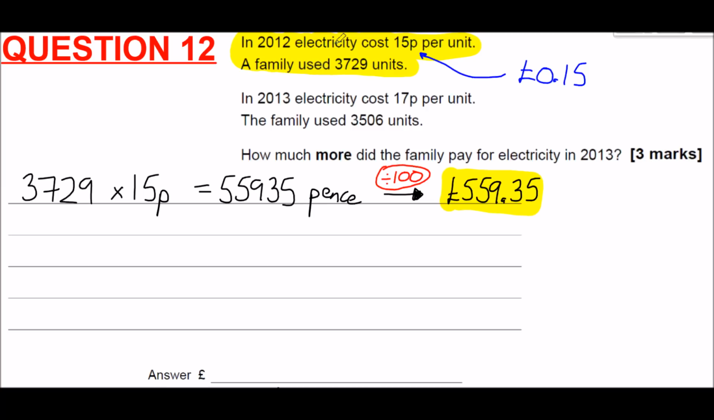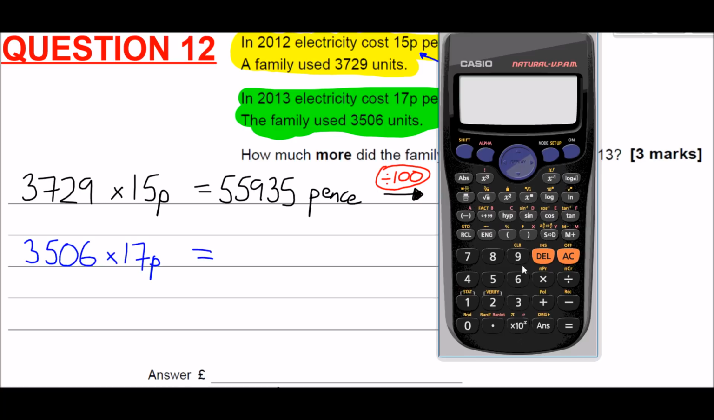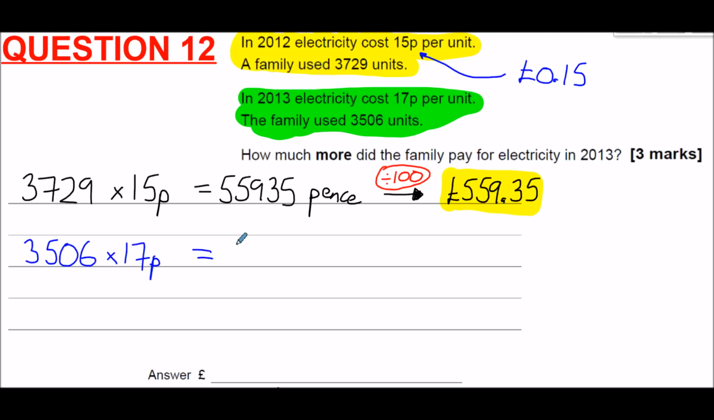We then need to compare that to the cost in 2013 when we're told that the cost per unit goes up to 17 pence, and that the family now used 3,506 units. So 3,506 multiplied by 17 pence, again this will tell us the answer in pence. 3,506 multiplied by 17, 59,602 pence yet again.